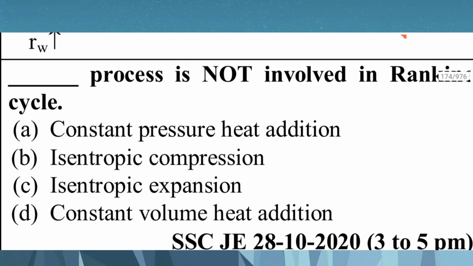Which process is not involved in the Rankine cycle? A. Constant pressure heat addition. B. Isentropic compression. C. Isentropic expansion. D. Constant volume heat addition. Rankine cycle में constant pressure heat addition होता है.